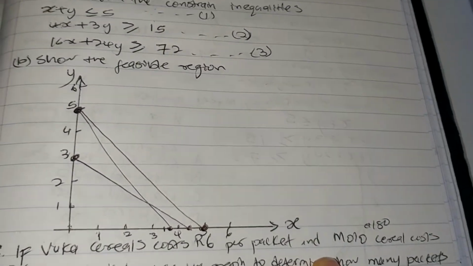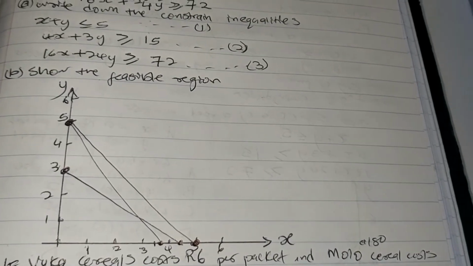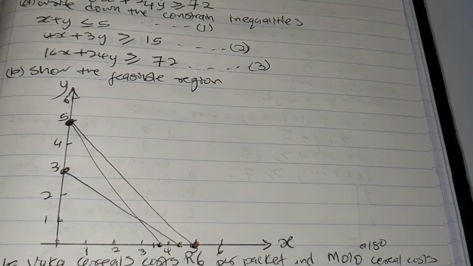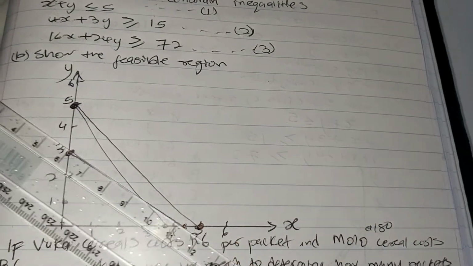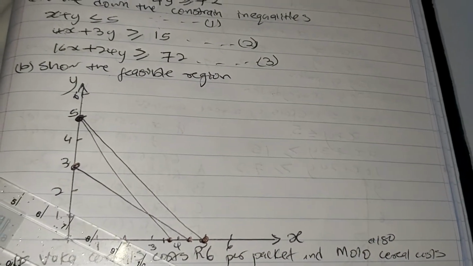So now there we go. Then we need to show the feasible region. Here's my ruler. So let's show the feasible region. The feasible region is the region where it satisfies all these inequalities.